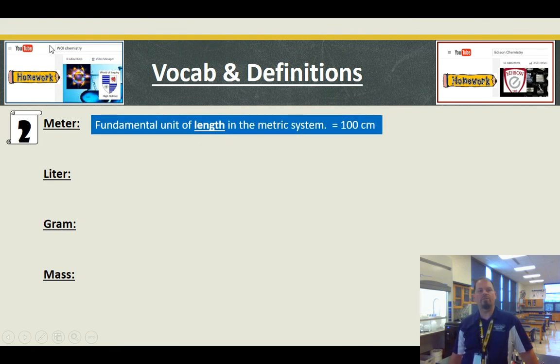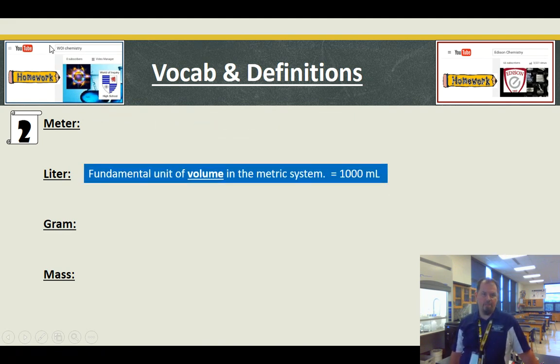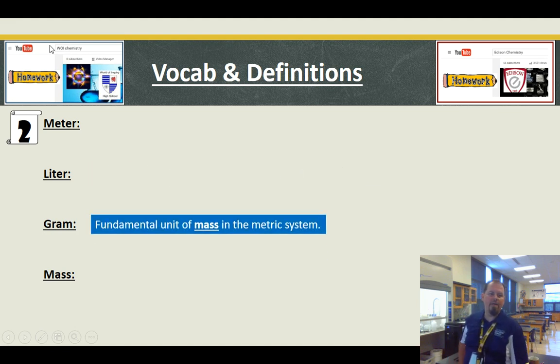The meter is the fundamental unit of length in the metric system. It does equal 100 centimeters. A liter is the fundamental unit of volume in the metric system. It is also known as 1,000 milliliters. The gram is the fundamental unit of mass in the metric system.